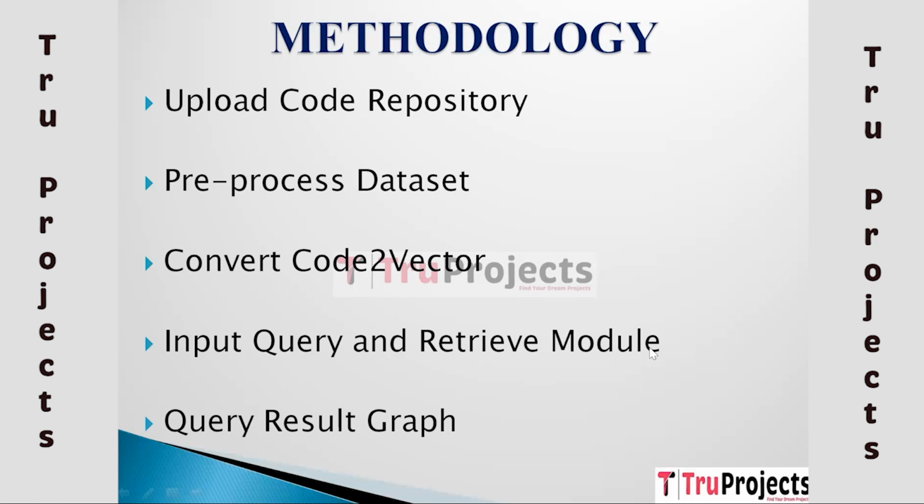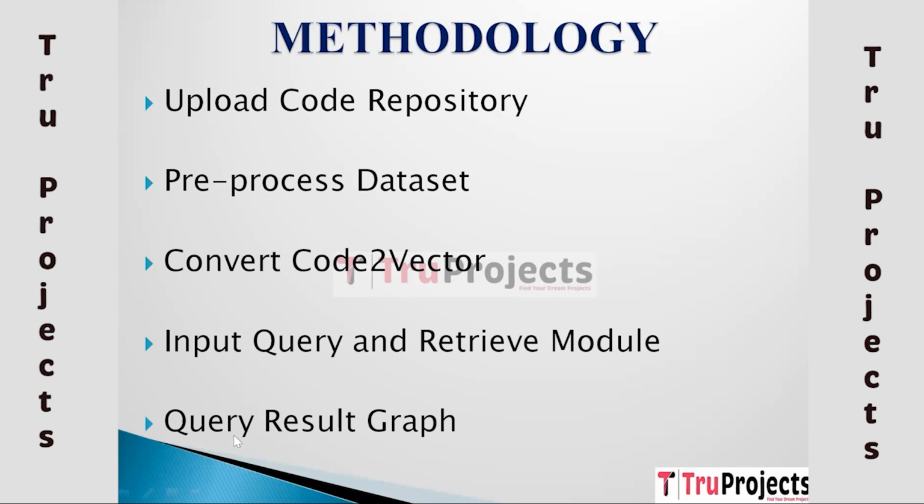Fourth module is Input Query and Retrieve Model. In this module, the system allows the user to input a query which represents the logic they are searching for in the code repository. The query is pre-processed similarly to the training data, and a test vector is generated for the query. The trained model from the cognitive agent system is then applied to the test vector. The model compares the query vector with the vectors of the programs in the code repository and predicts the relevance of each program to the given query. Programs that contain the logic matching the query will have positive predictions, while others will have negative or zero predictions.